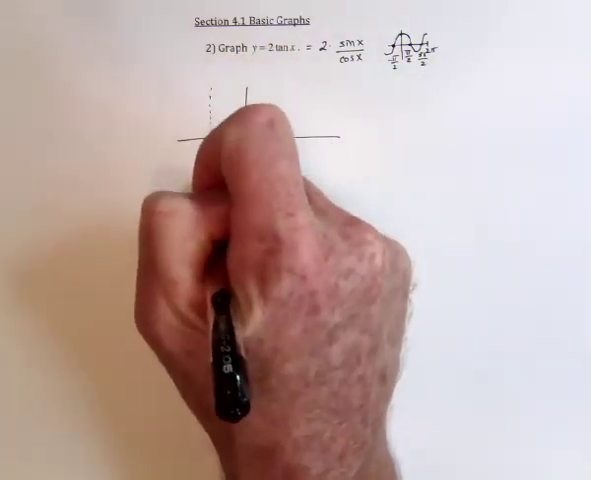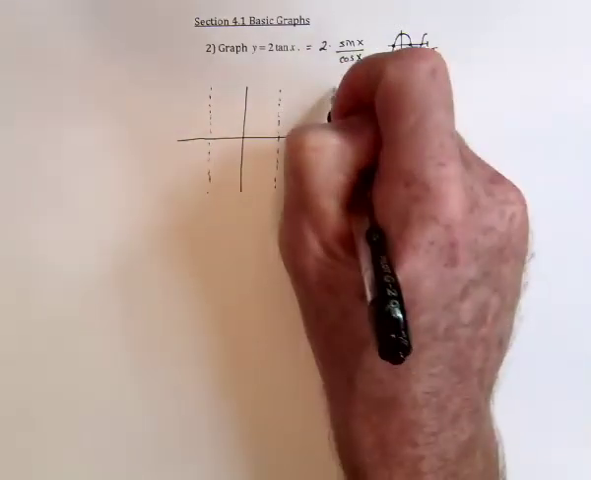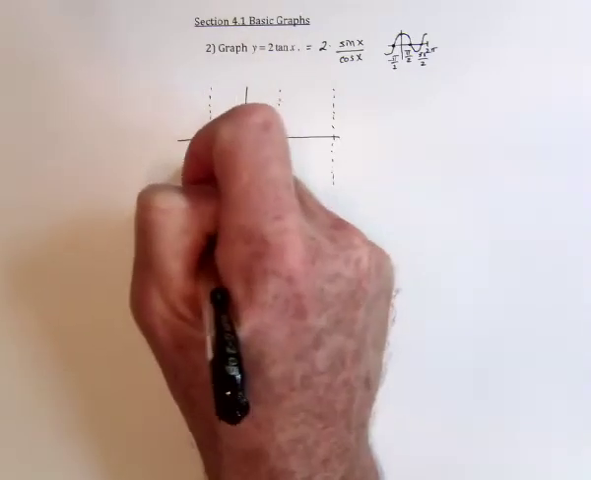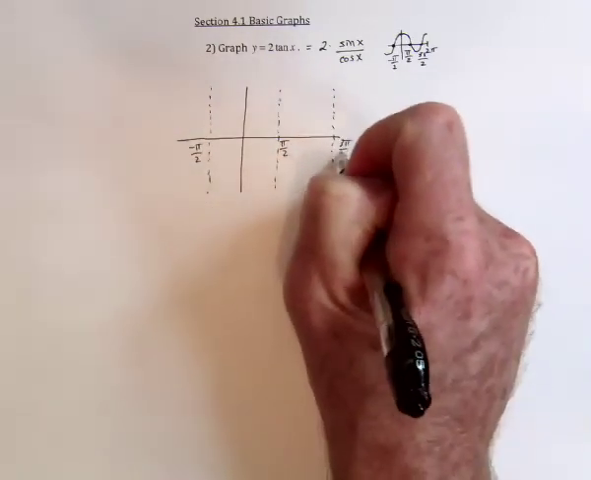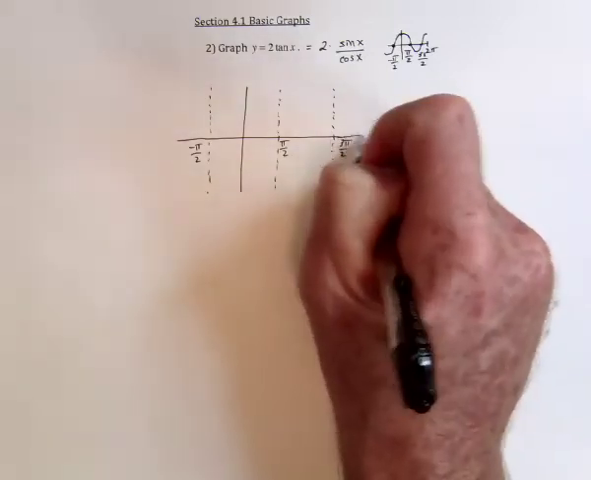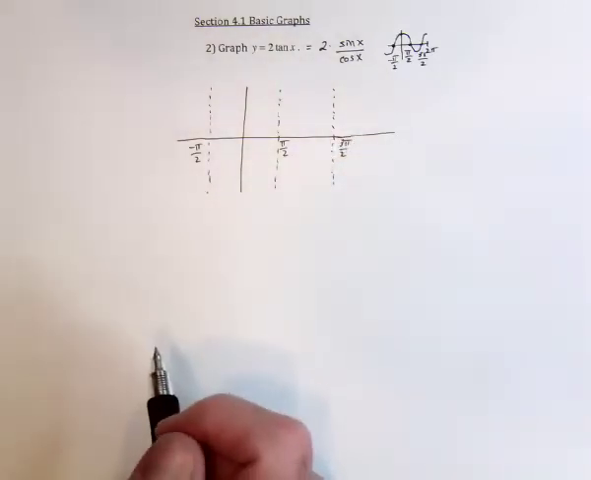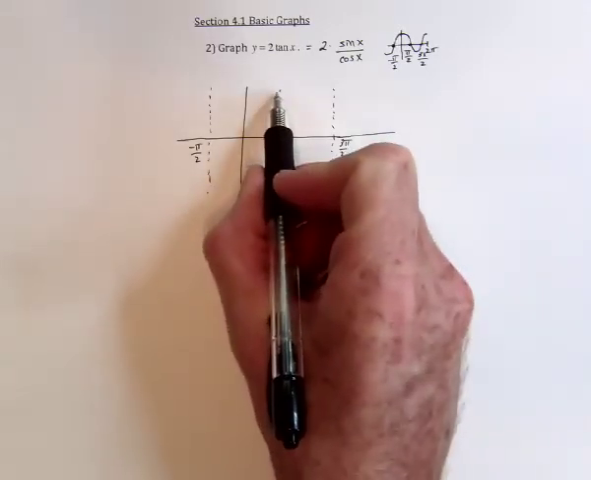So put dotted lines to say the function is undefined there: negative pi over 2, positive pi over 2, and 3 pi over 2. And since these are asymptotes, the function is going to get closer and closer and closer to them, but never actually touch.